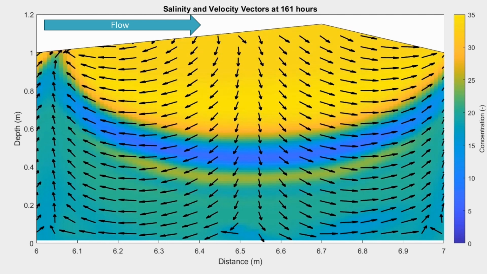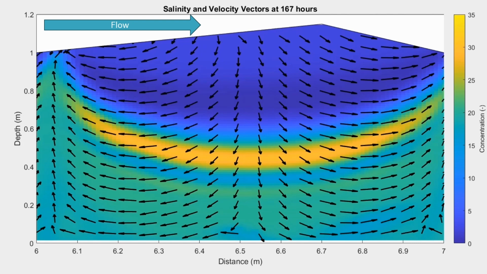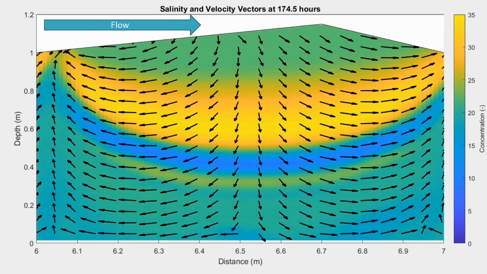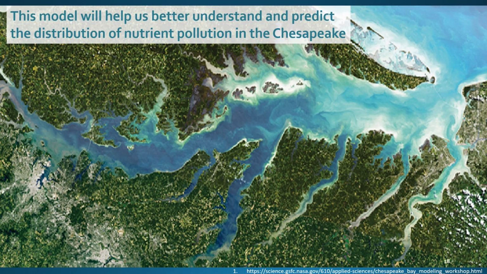This simple test model shows alternating levels of salinity from blue freshwater and yellow saltwater in a cross-section of one sediment structure. I've only just begun my research, but we hope that this model will help us better understand and predict the distribution of nutrient pollution in the Chesapeake, which will hopefully lead to smarter guidelines for managing watershed development.